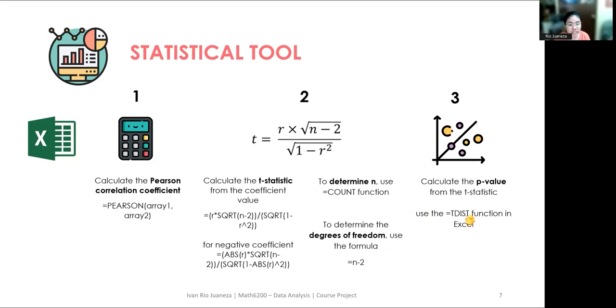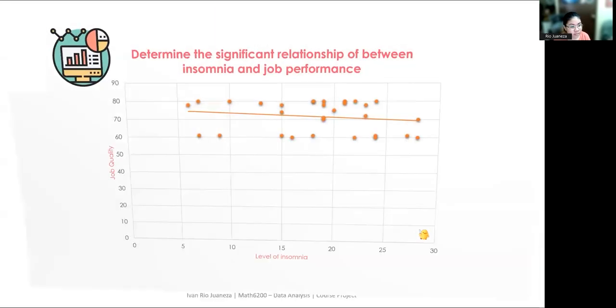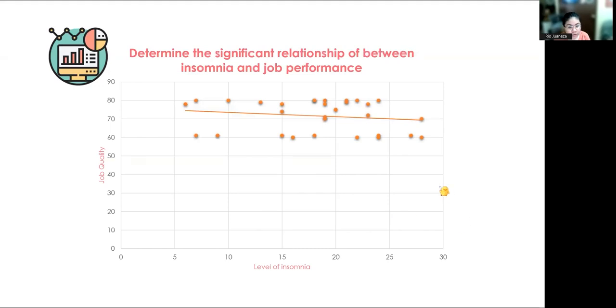Before we proceed to the calculations, I have pre-plotted the data to a scatter plot. So here is the scatter plot. Here you can see a slightly downward trend in the scatter plot. So we can now open the Excel and compute for the correlation coefficient, t-statistic, and the p-value.